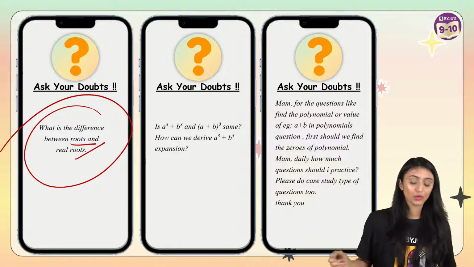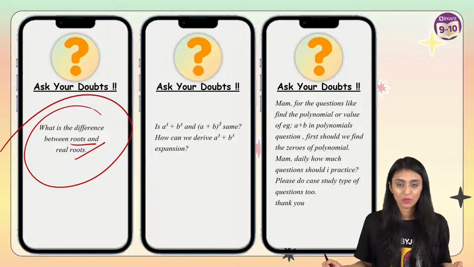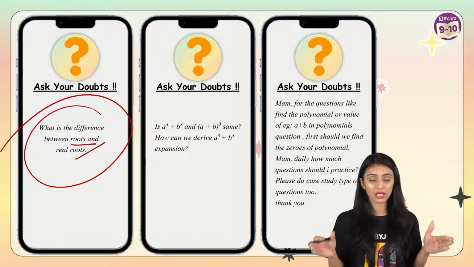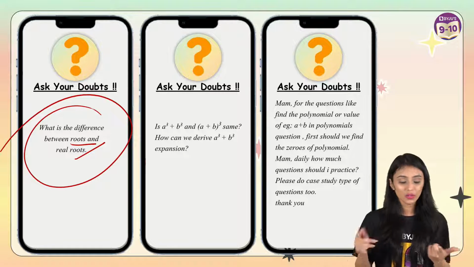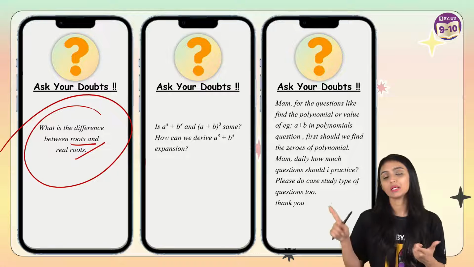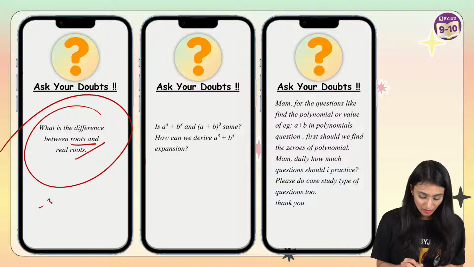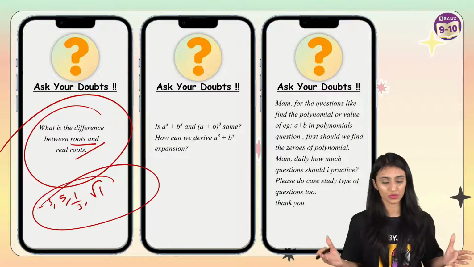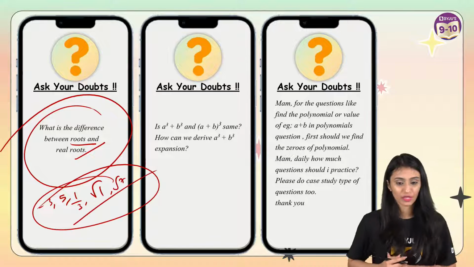Now talking about real roots. Whatever numbers can be plotted on the real number line, they are real roots. Whatever you have studied on the number line till now, it's all real numbers. Real numbers include rational numbers, they include irrational numbers, right? I think they include everything, like integers, like minus 3, 5, you have 1 by 3, you have root 1. So these all are real roots, right? Or let's say you have root 7, all real roots.